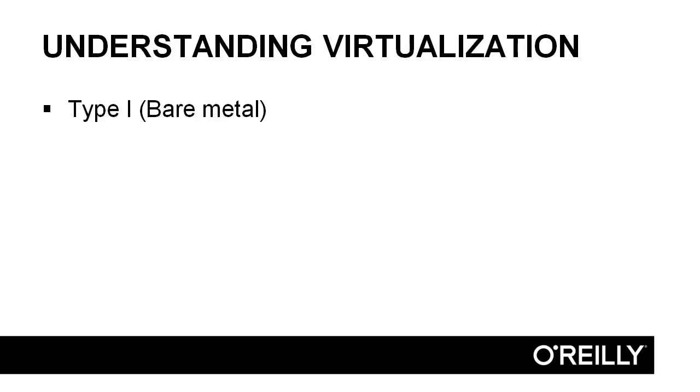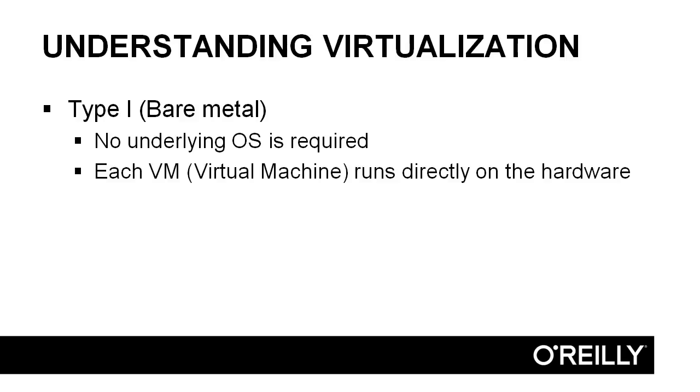Now, let's go just a little deeper. Type 1, bare metal virtualization. You do not have to have an underlying operating system. Each VM, or virtual machine, runs directly on the hardware. An example of this would be VMware's ESXi, and that is a bare metal virtualizer.